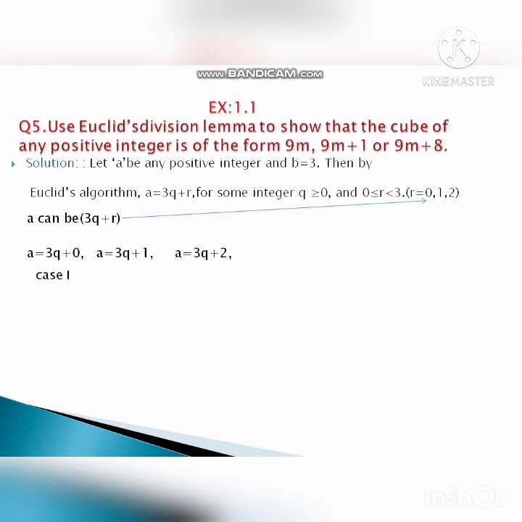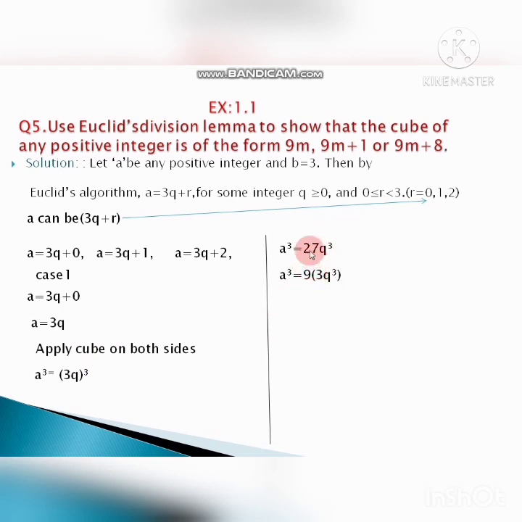Now let us take case 1. a is equal to 3q plus 0, which is nothing but 3q. So I have taken a is equal to 3q. Now children, just focus on these words: cube of any positive integer. As we have taken the positive integer as a, we have to take the cube of a. For that purpose, apply cube on both sides. After applying cube, a cube is equal to 3q whole cube. Now we know that 3 cube is 27, since 3 3s are 9 and 9 3s are 27.